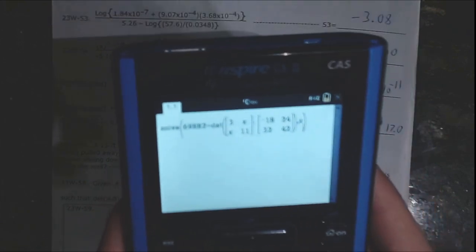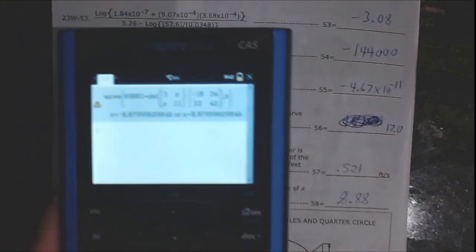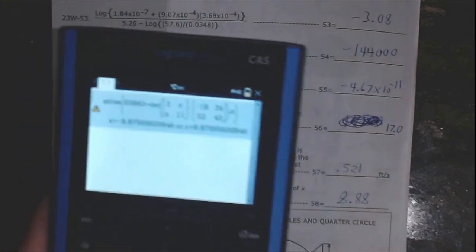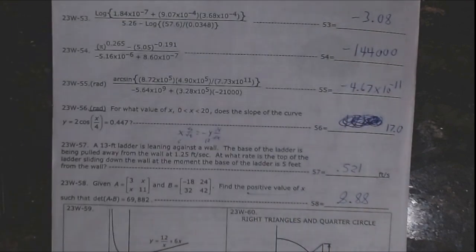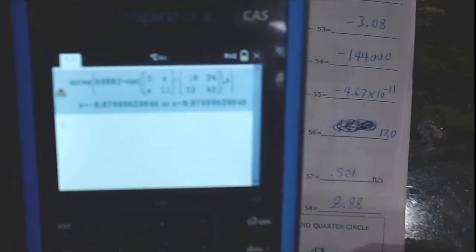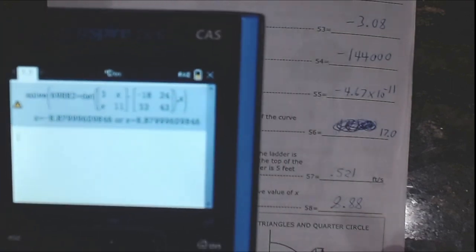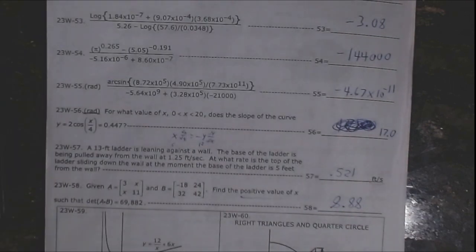Now at the end here, I'll do comma x because I'm solving for my x value. And I get 2 answers. But remember, gotta pay attention to what the question's asking for. It wants the positive value of x. So I ignore this negative solution and I write the positive one, which is about 8.88, which is my answer.